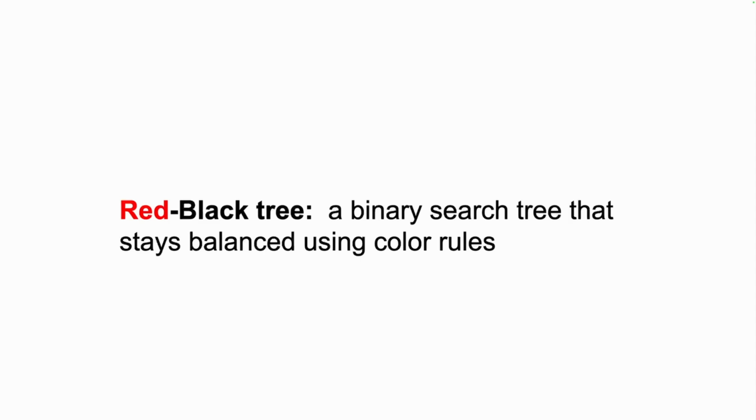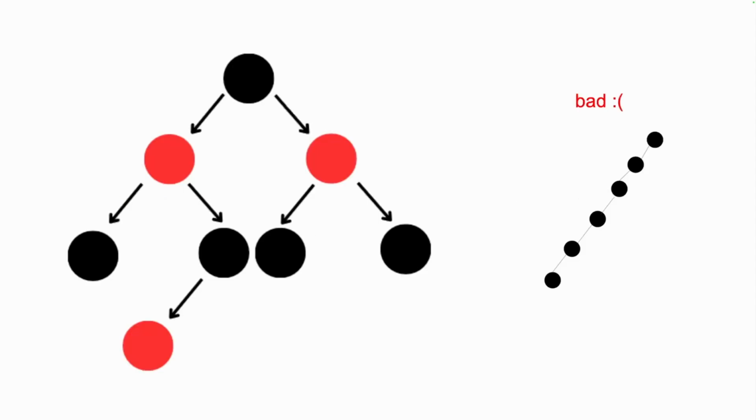That's it. Before I go over the actual insertion and color rules, let's explain why staying balanced is so important. On the right is a simple, normal binary search tree, and as you can see, it's in the worst case, so it gets tall and is similar to a linked list. If you want to do an insert, search, or remove, you'd have to traverse through every node, which would be O of n time complexity.